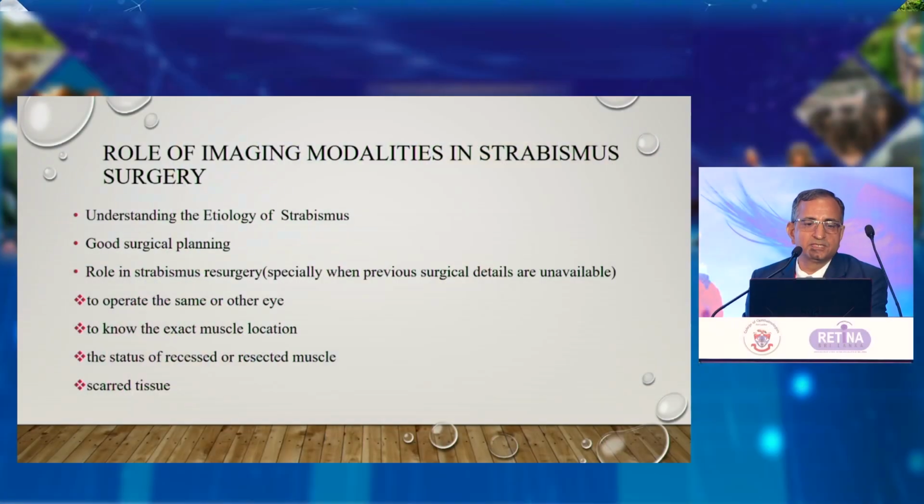So basically, what is the role of imaging modalities in strabismus surgery? It is to understand the etiology of strabismus, and for good surgical planning, and it is especially important when surgical details are not available, because most of our patients are uneducated and they don't keep the records. So in that situation, to operate the same eye or the other eye, we need to know the exact location of the muscle, the status of the resected and recessed muscle, and any scar tissue.